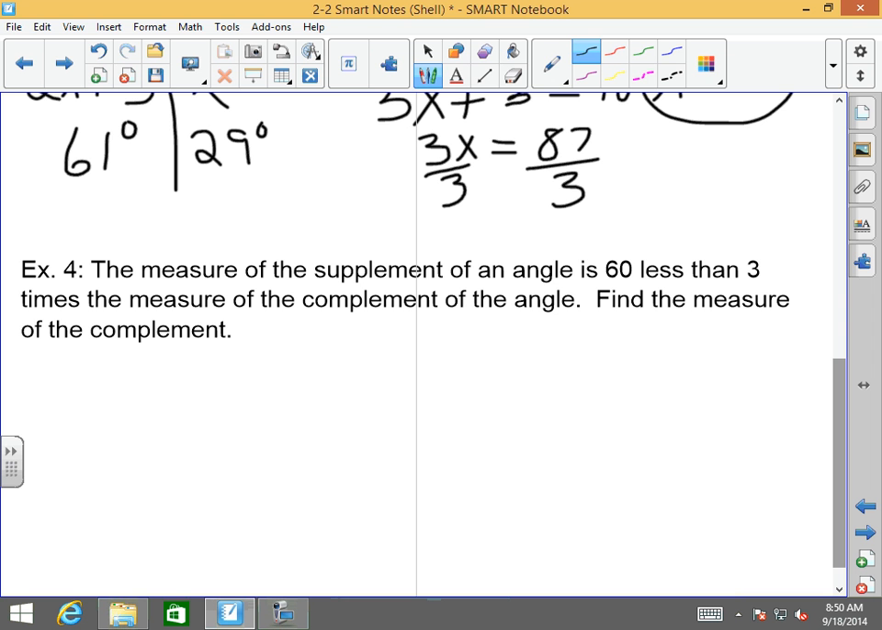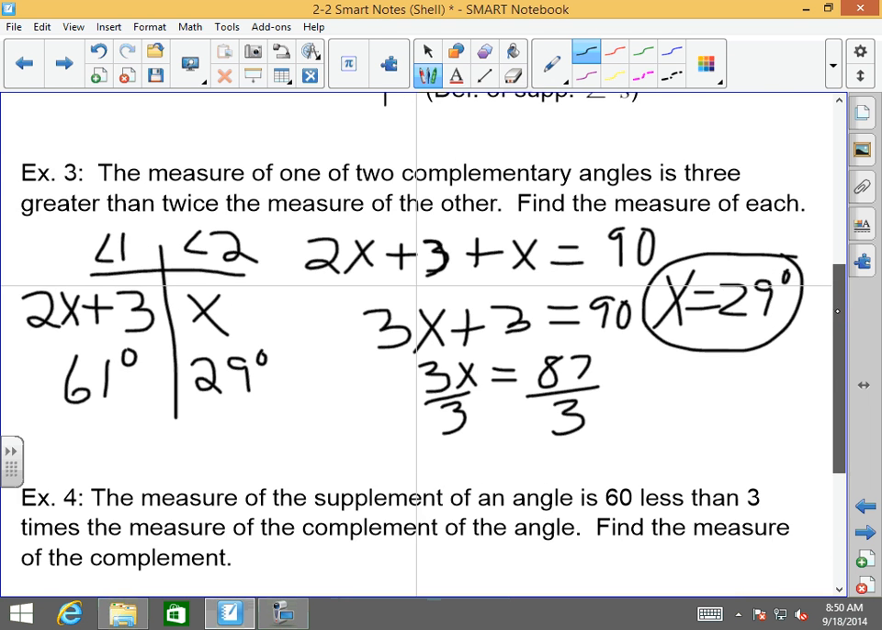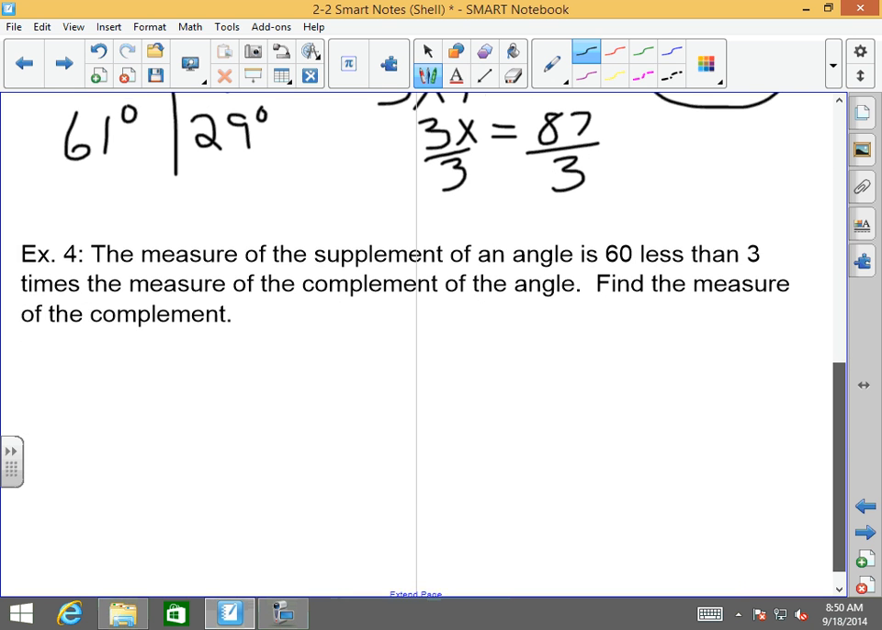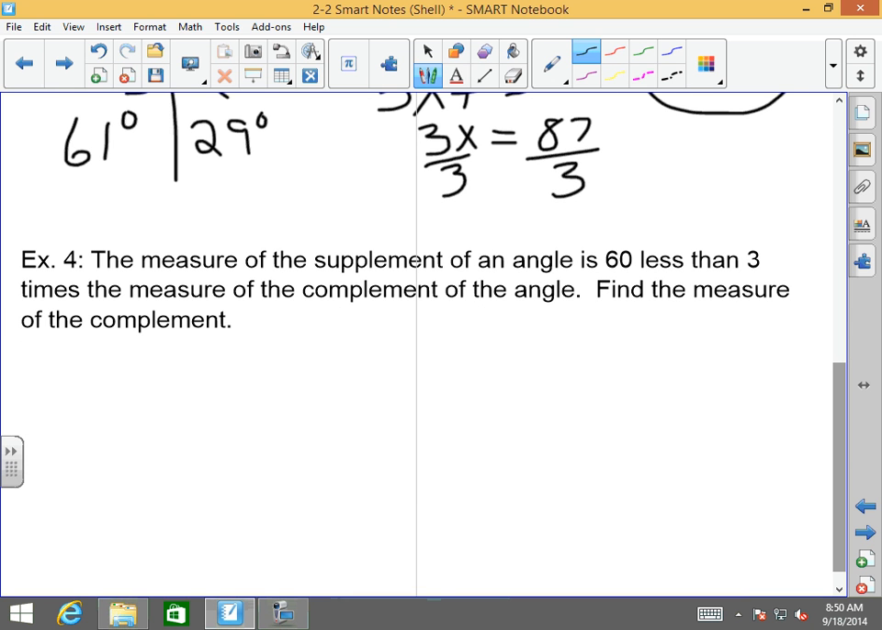Now pay attention to this one and the difference between 3 and 4. In number 3, I said the measure of one of two complementary angles. Okay? So you knew that angle 1 plus angle 2 was going to be 90. Now look at the difference here in the way that they state this one. The measure of the supplement of an angle is 60 less than 3 times the complement of the angle.